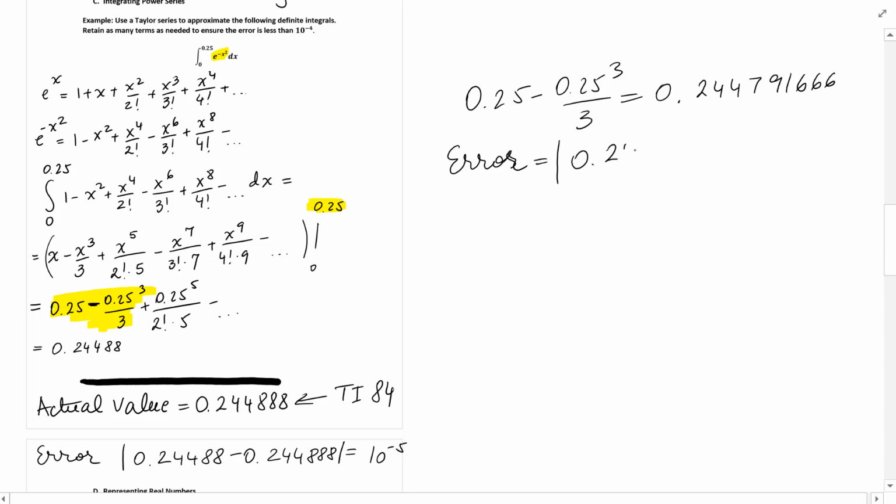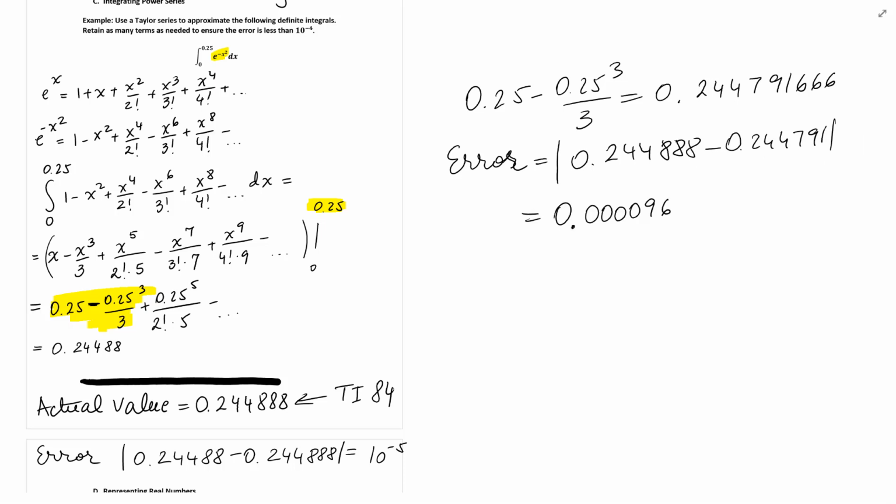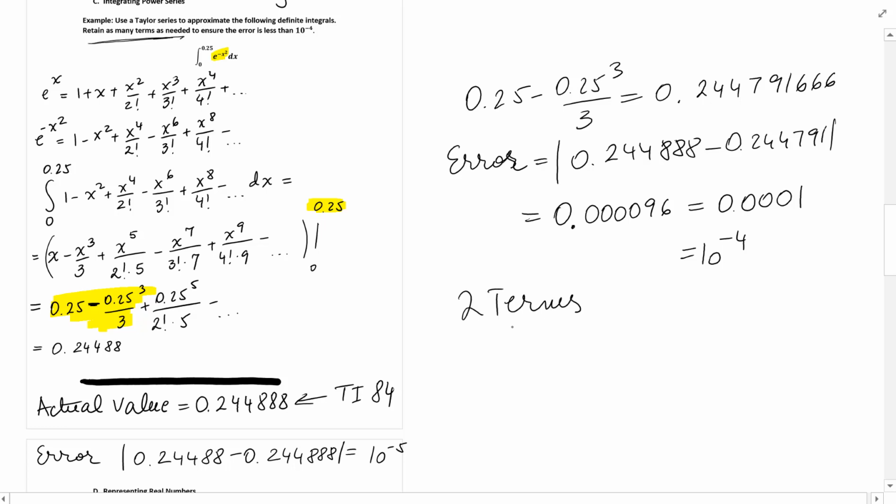And if we calculate the error, it is equal to the absolute value of 0.244888 minus 0.244791666. Let's see, I want to have enough digits, just to have 6 decimals. So this is equal to 0.000096, which is about 0.0001, right? Or 10 to the negative 4. So basically, how many terms should we retain? 2 terms are enough.